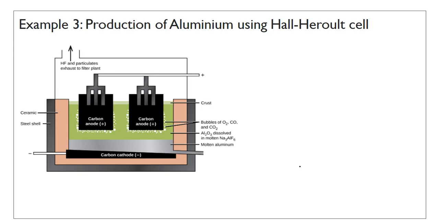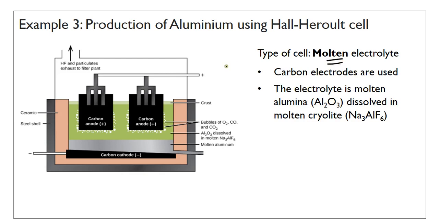Anyway, the actual cell is called the Hall-Heroult production of aluminium using this cell. Heroult? French speaking people can correct me. I love this cell because, I'll show you in a second why I love this cell, but this is a molten electrolyte. So this is not aqueous solution anymore. Carbon electrodes are used, and the electrolyte is molten alumina dissolved in molten cryolite, or that.